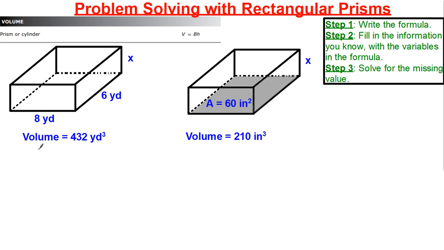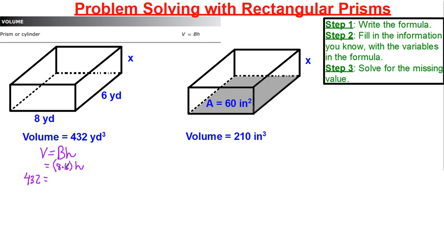Okay, so first, step one, write the formula. So volume is equal to capital B, base, times height. Fill in the information you know with the variables in the formula. We could already see that the base is going to be 8 times 6, okay? But we don't know the height, all right? Another thing we could actually fill in is we do know the volume. The volume is 432.